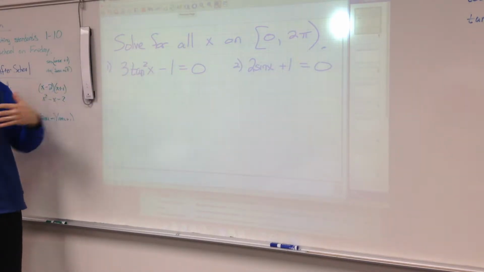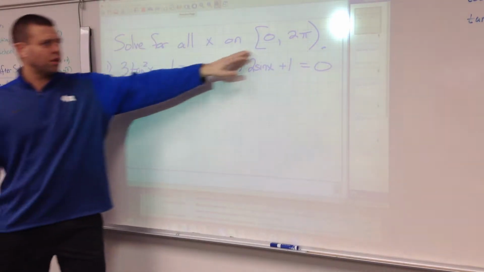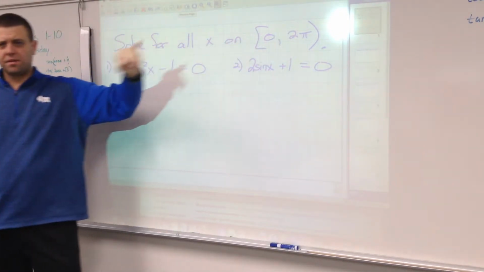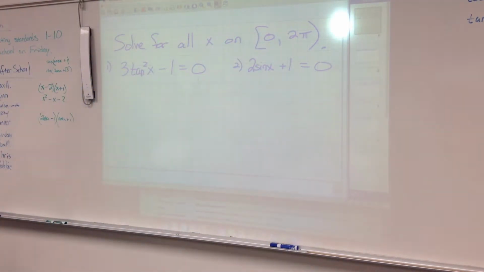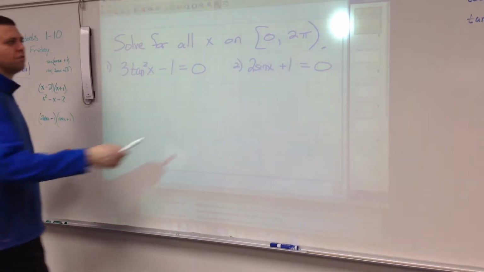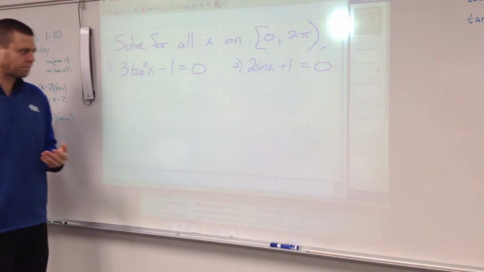Most of them I'm just going to ask you to solve for all x values on the interval 0 to 2 pi, because really, there are an infinite number of solutions to all of these. I'm not going to make you list all of them, I'm just going to make you list all the solutions between 0 and 2 pi.